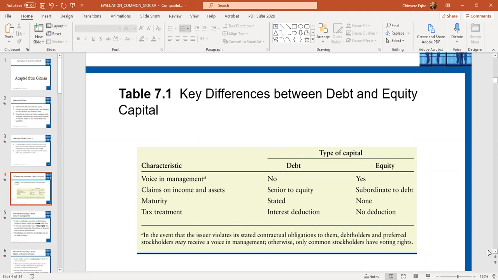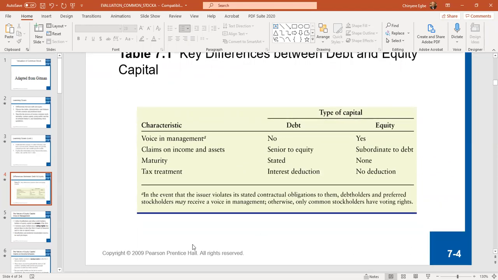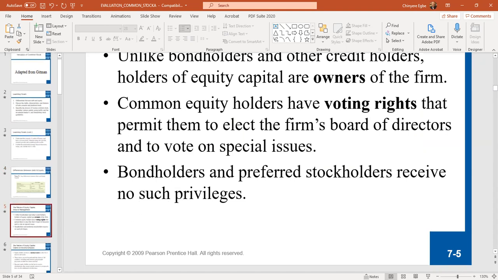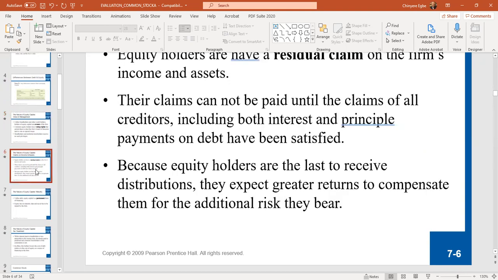In tax treatment, the company can deduct the interest paid on debt, and the dividends that are paid are residual, and so they are not deductible for determination of profit. As a matter of fact, dividends are paid after taxes are paid. And of course, the stockholders have voting rights. Bondholders and preferred stockholders do not have any voting rights, which is why they have no say in the management of the company.